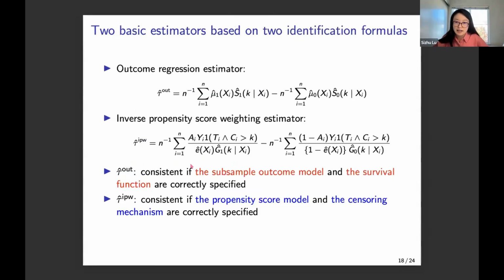So there are two basic estimators motivated from the two identification formulas. Of course, we can just estimate the corresponding nuisance parameters and then plug in the fitted values into these estimators. We can construct an outcome regression estimator and an inverse propensity score weighting estimator, and they are going to be consistent if the corresponding nuisance parameters are correctly estimated.